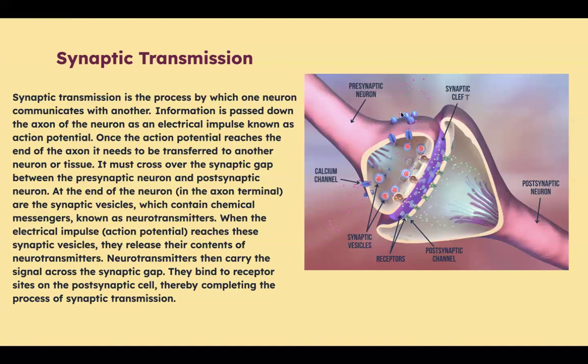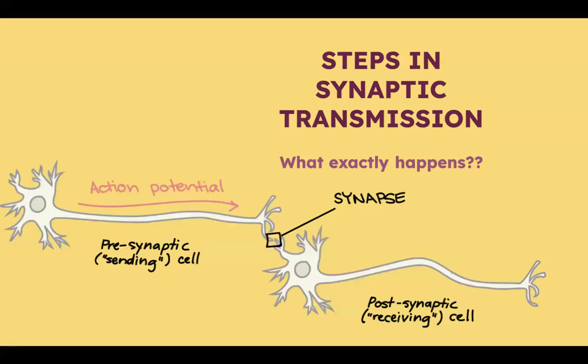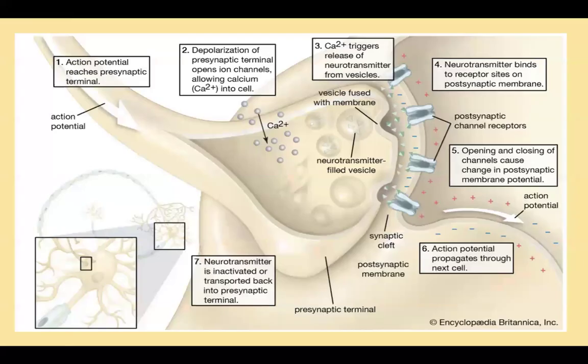In the presynaptic neuron, there are chemical signals called neurotransmitters that are packed into small sacs called synaptic vesicles. Each vesicle can contain thousands of neurotransmitter molecules. Let's discuss the steps in synaptic transmission. Synaptic transmission is initiated by the arrival of an action potential at the synaptic knobs.